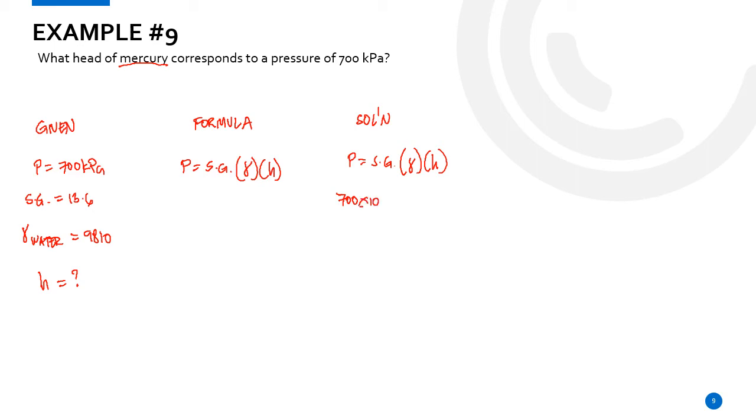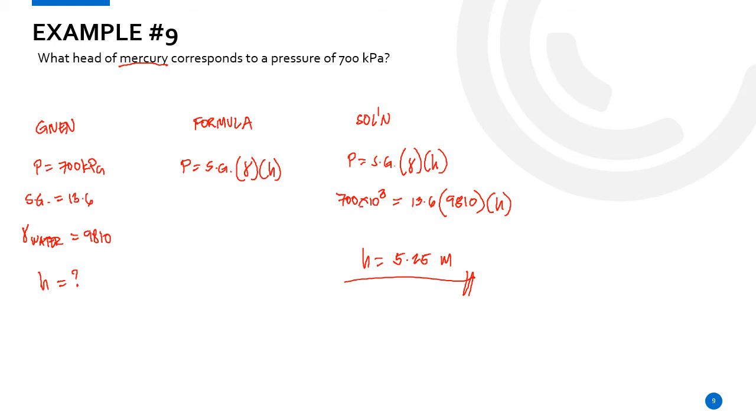Times 10 raised to 3 na lang. Specific gravity nga 13.6. Specific weight nga 9810. Then ang height niya nga h na lang. Okay? So i-shift solve na to na makuha na to ang atong height is equal to 13.6 9810. So ang height niya karon sa ato ang Mercury is equal to 5.25 meters. Okay? So mo na height sa atong Mercury para na siya pressure nga 700 kilo Pascal.